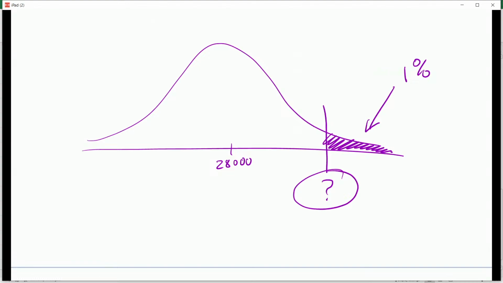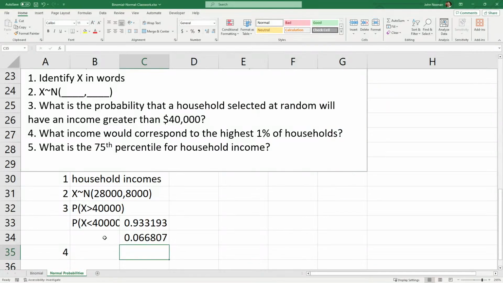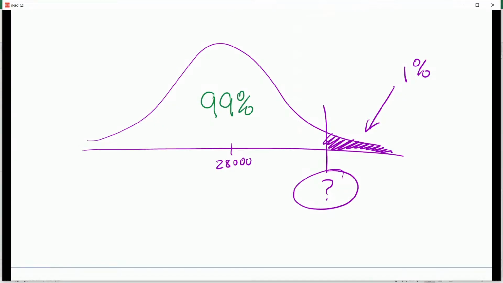So to do this, we have to remember that Excel is leftist. So if 1% is to the right of what I'm really interested in, I'm going to use 99% with Excel. Now, by the way, I know some of you are probably reading this saying, why is 1% to the right? Well, check it out. I want to know the highest 1% of all household incomes. So the highest 1% is up here.